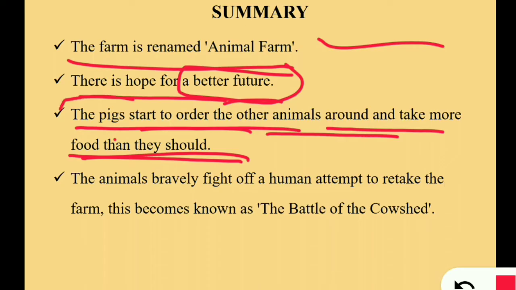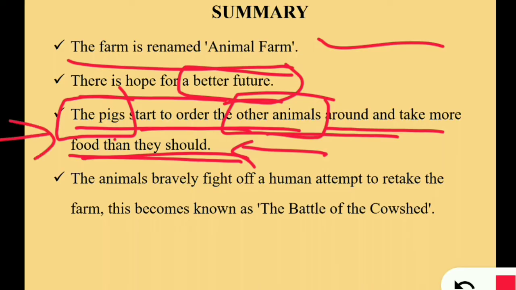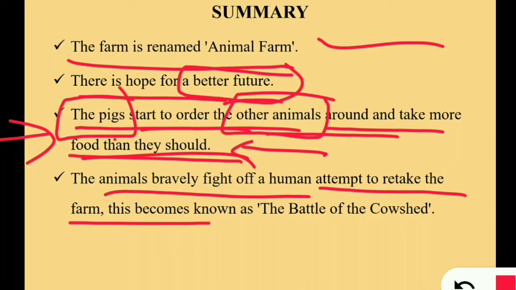Here, the pigs took advantage of this situation and they started ordering other animals. Not only that, they took more food. Whether others are having food for eating or not, that is not their chief concern. They are self-centered, which is shown here. The animals bravely fight off a human attempt to retake the farm. This becomes known as the Battle of the Cowshed.